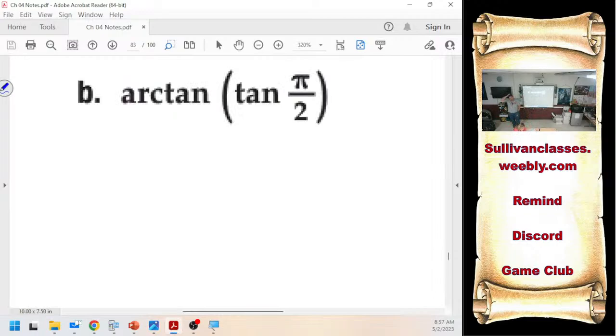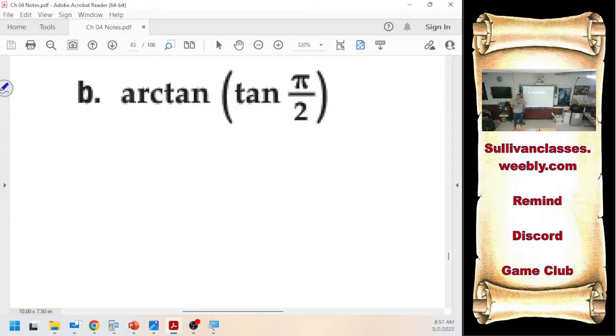Now, this was an interesting question that I had yesterday in third hour. What's the tangent of pi over 2? Undefined. What angle has a tangent of undefined? Pi over 2 and 3 pi over 2, right? Or, sorry, negative pi over 2 and pi over 2.